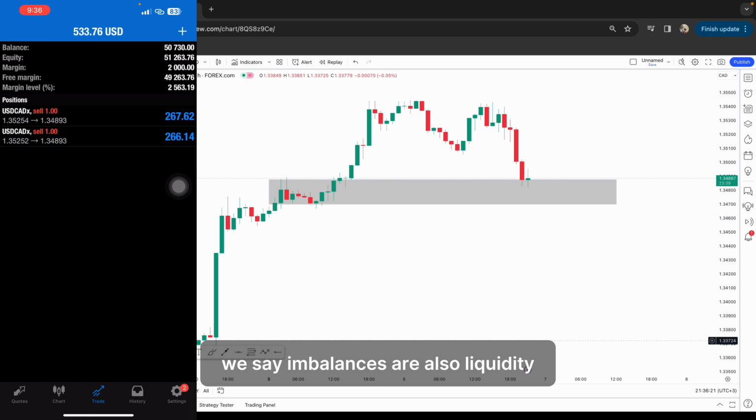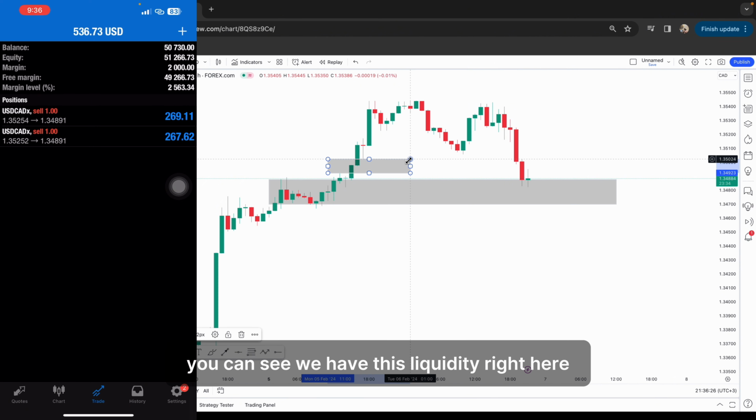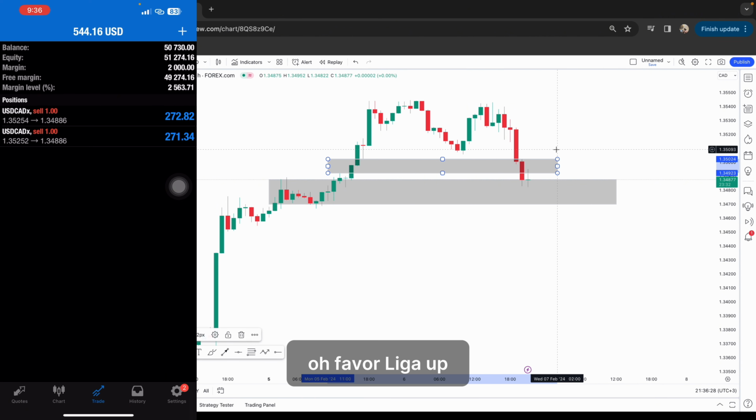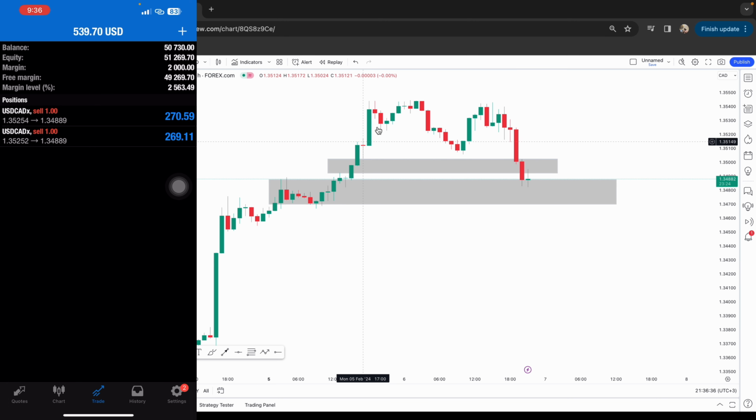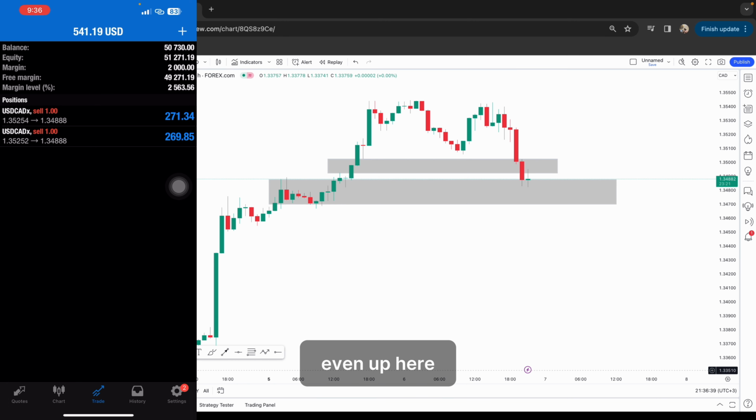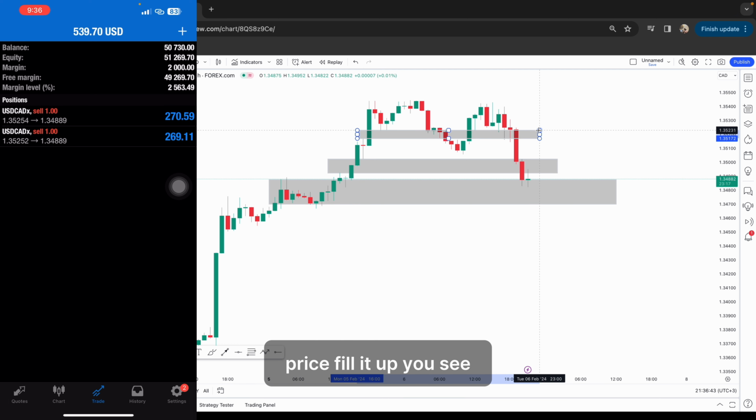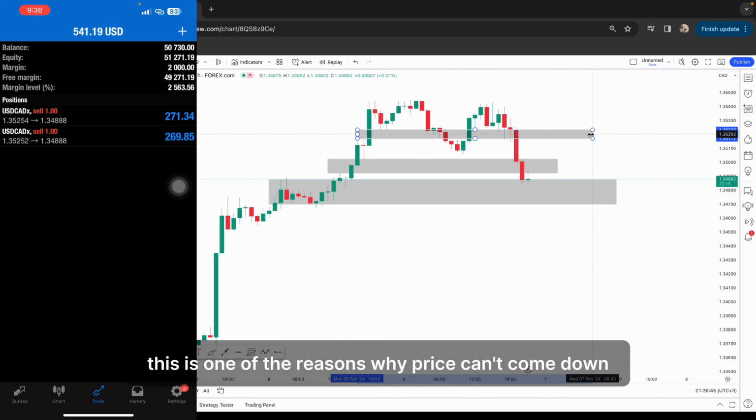So remember, we said imbalances are also liquidity, meaning price has to be balanced. You can see we have this liquidity right there, or fair value gap. You can see price had to fill up the fair value gap. Not just that, but we also had a fair value gap up here. Most of the time when you see a fair value gap in the market, price fills it up. This is one of the reasons why price can come down.